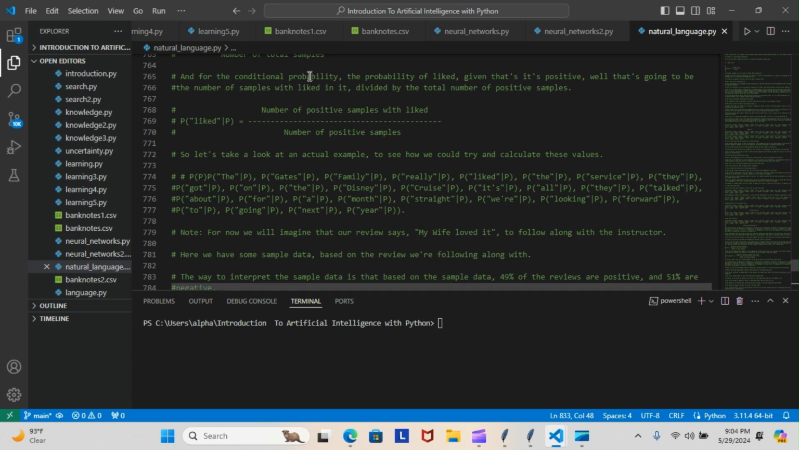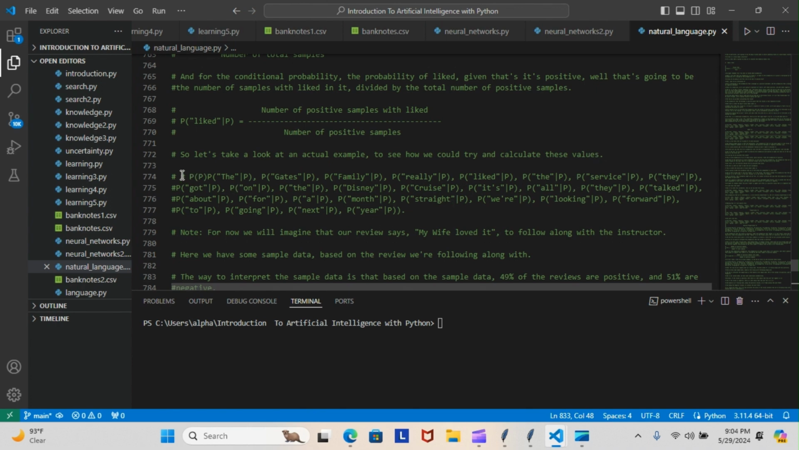So for conditional probability, the probability of light, given that it's positive, is going to be the number of samples with light in it divided by the total number of positive samples. That's this example here. The probability of light, given that it's positive, equals the number of positive samples with light divided by the number of positive samples. So let's take a look at an actual example to see how we could try and calculate these values.